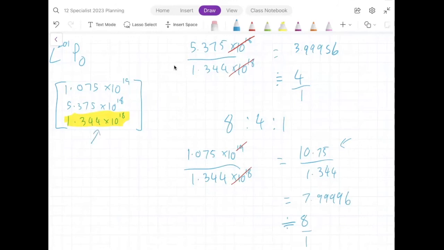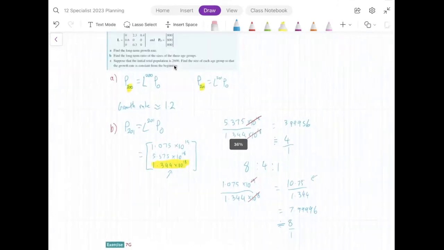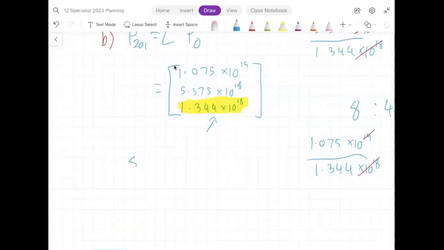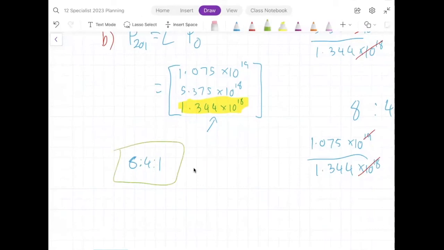Then I can find 4 by doing my division, find 8 by doing my division, which means the long-term ratio of the sizes of my three age groups is going to be 8 to 4 to 1, where this population size is 8 times the size of where I end up. And this size in the middle is half of my original population size as well. It's kind of one way to interpret these results. Once I have these ratios here, that is the answer to part B. So put this in a little box. And now let's do part C.